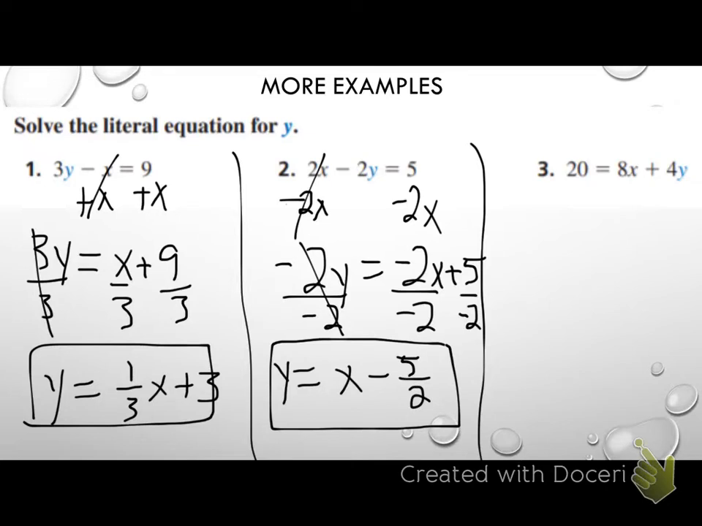Raise your hand if you can give me my first step. 20 equals 8x plus 4y. Yeah, very good. Subtract 8x from both sides. Can I combine 20 and negative 8x? No, so I'm going to get negative 8x plus 20 equals 4y.